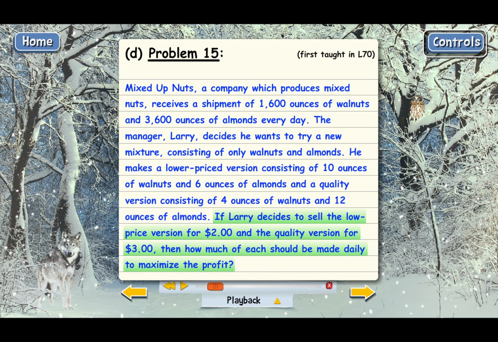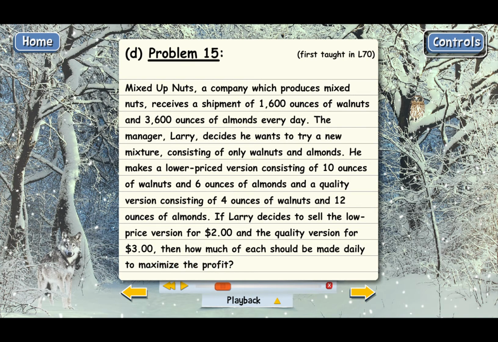If Larry decides to sell the low-priced version for $2 and the quality version for $3, then we need to find out how much of each should be made daily to maximize the profit. So this is going to be a linear programming problem. We're going to create a system of inequalities to maximize the profit for this company.